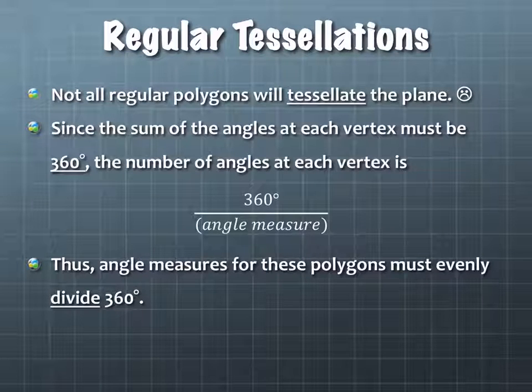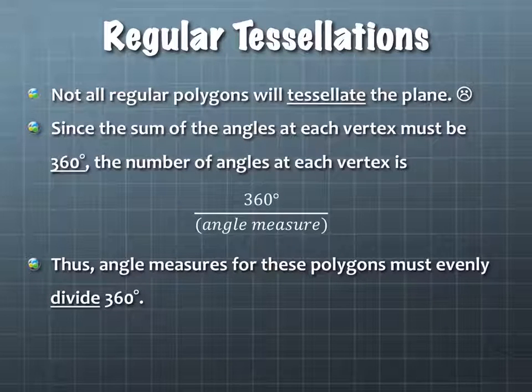Regular tessellations: unfortunately, not all regular polygons tessellate. In fact, these three are very special. The way we decide if a polygon will tessellate is that at every point where the vertices adjoin, the sum of all the angles around there has to add up to 360 degrees. So since the sum of the angles at each vertex must be 360, the number of angles at each vertex must be 360 divided by an angle measure.